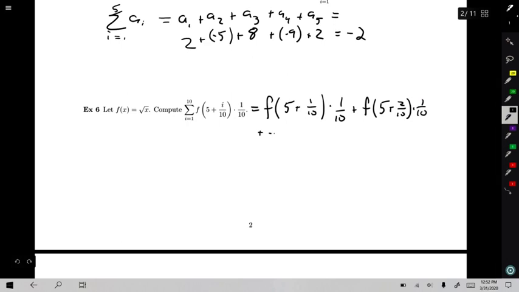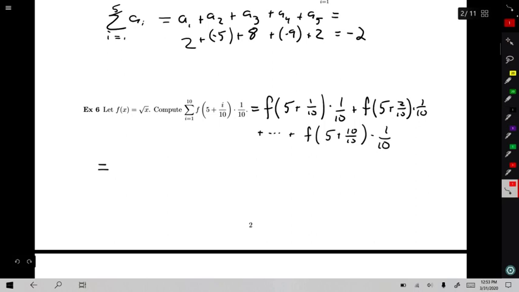And I want to continue this process, increasing i by 1 each time, up until I get to i equals my upper limit here on i, which is 10. So we want to do this up until we get to f of 5 plus 10 over 10 times, again, 1 over 10. Great, so now that we've written this in a little bit easier format for us to actually do the computation, we can think about, well, what are these numbers?